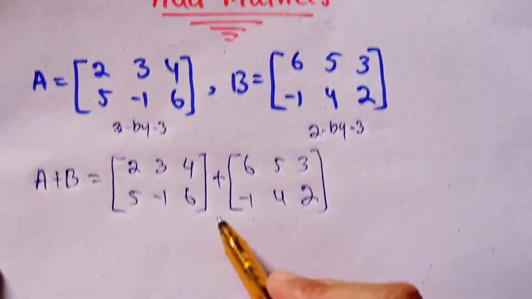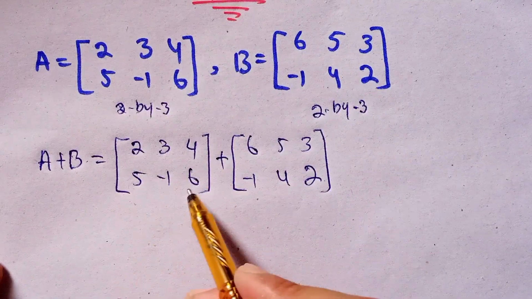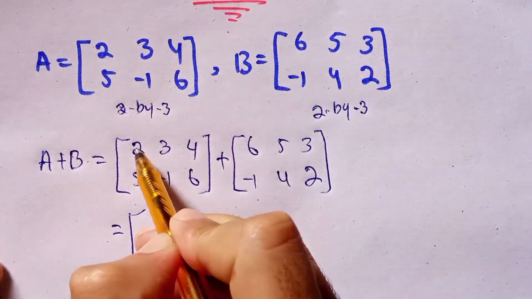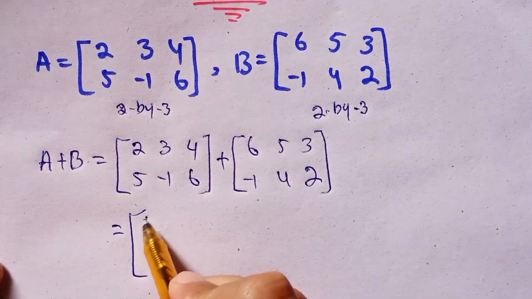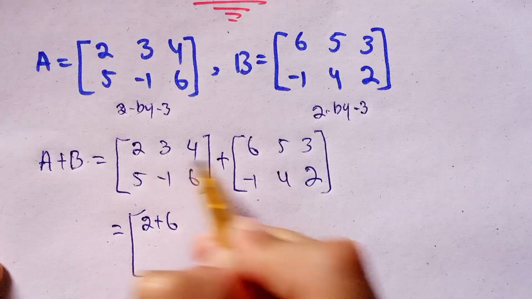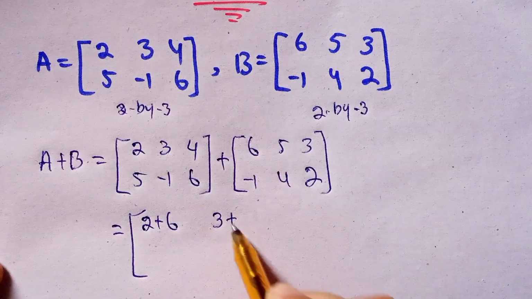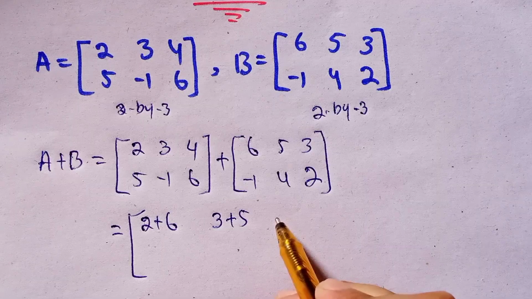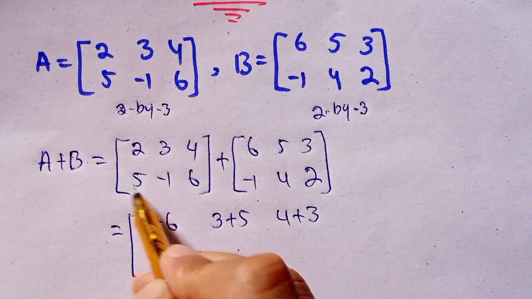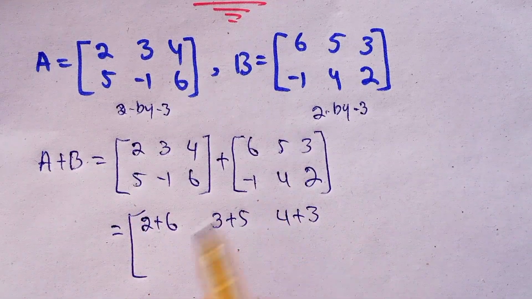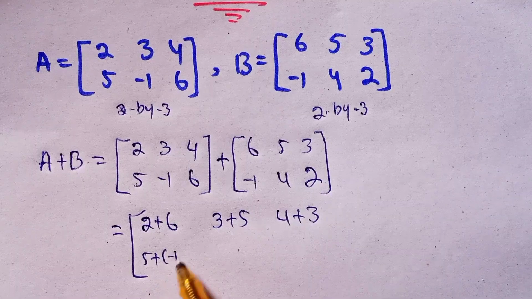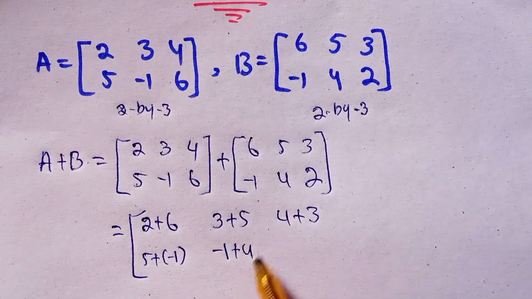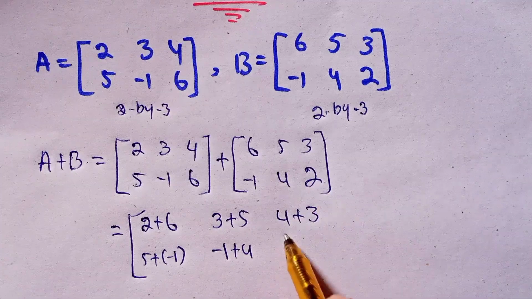Now to add the two matrices, make sure to add the corresponding elements of the two matrices. Right, so simply add 2 with 6. So 2 plus 6, 3 plus 5, 4 plus 3, 5 plus negative 1, negative 1 plus 4, 6 plus 2.